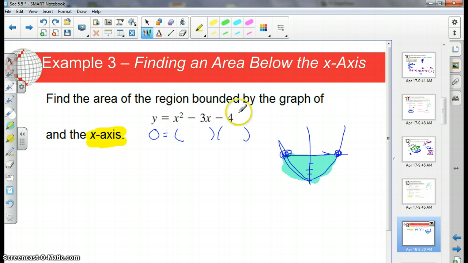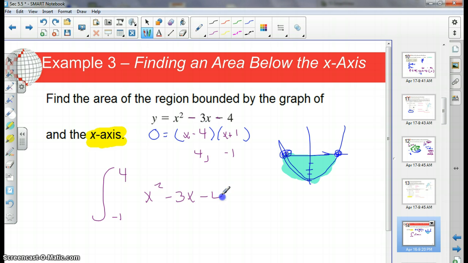To find points of intersection, again, factors of 4 that differ by 3. How about 4 and 1? Signs are going to be different. The larger is negative, so x minus 4 and x plus 1, and it looks like my roots are at -1 and 4. I could label these points -1 and 4, but again, I just want to integrate between -1 to 4 of x squared minus 3x minus 4. Of course, there's always a dx on here, which I've dropped from the last couple problems.